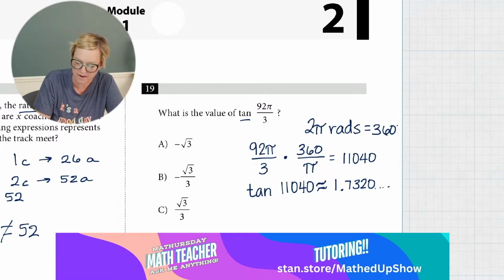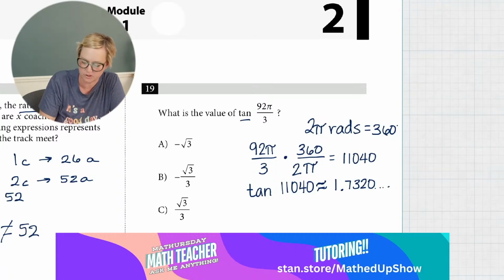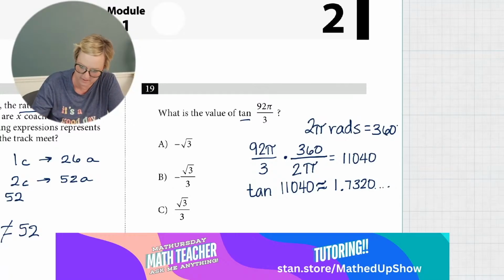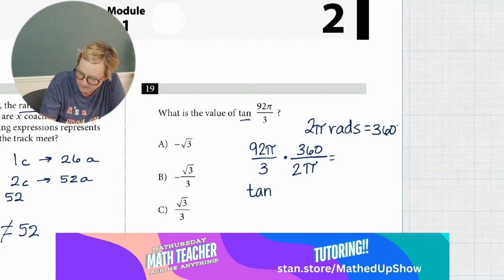Oh, sorry, that is 2 pi. Thank you, that should be 2 pi, sorry. So that should be 360 over 2 pi, and you can do 180 over pi, which is what I got kind of crossed there. Let me get that. Hold on. Should be 2 pi. All right, so we've got 92 times 360 divided by 6. That's 5520.